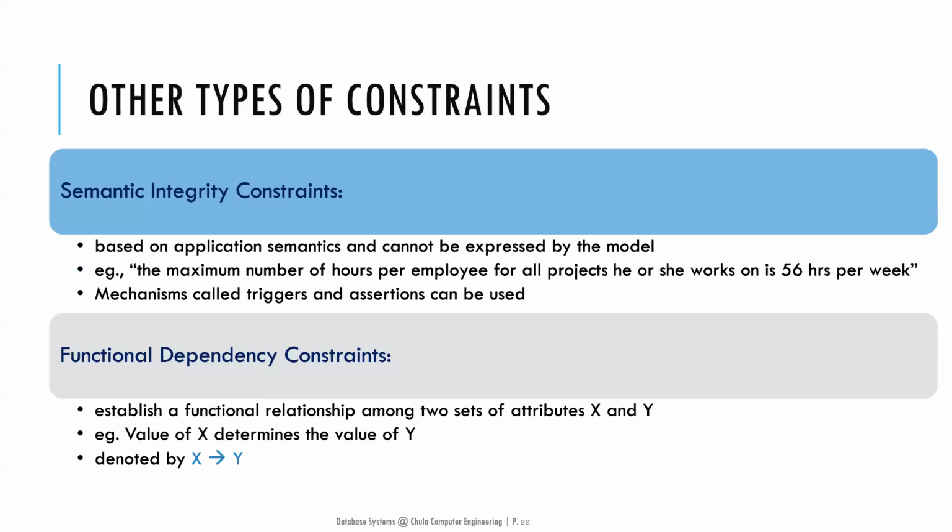Other types of constraints that I want you to know are called semantic integrity constraints and functional dependency constraints. We'll go through functional dependency constraints when we do normalization, so that would be like two classes after this. But semantic integrity constraints are based on application semantics, so they cannot be expressed within the database model. They will have to be taken care of at the application level.